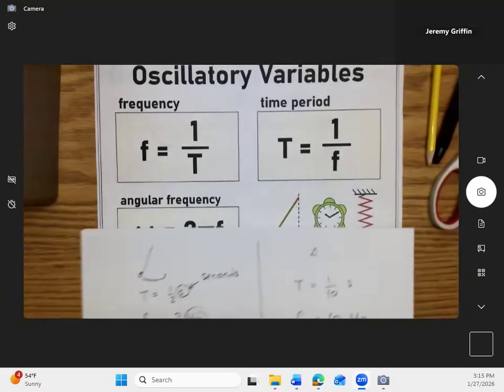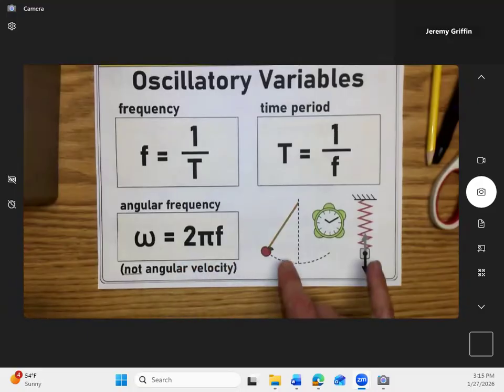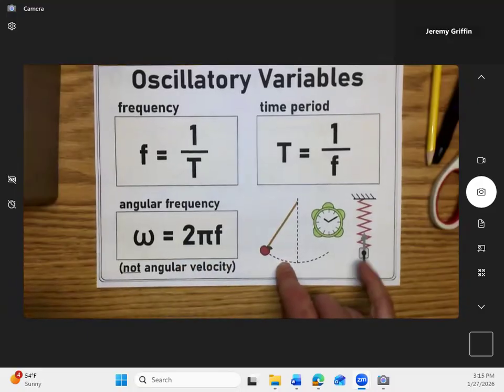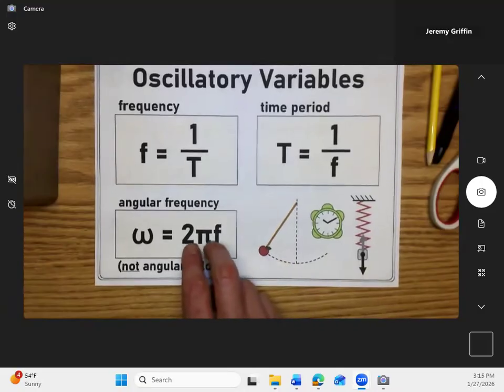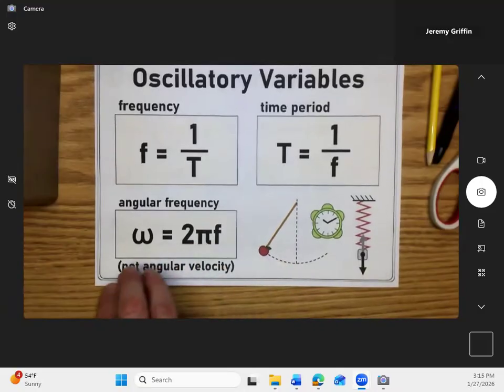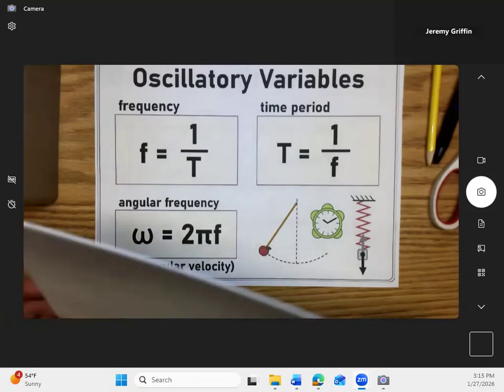Now there's a special kind of frequency called angular frequency, which is going to be really helpful for the graphs we're about to get to. Here's a couple of oscillating scenarios: a pendulum and a mouse on a spring. If you take that frequency and multiply by 2 pi, that creates something called an angular frequency. I know we've been using omega for angular velocity the last few weeks, but that's not the case for this one. This is called angular frequency. The best explanation I have for why it's helpful is the unit circle.